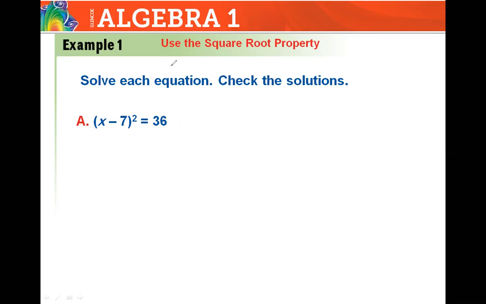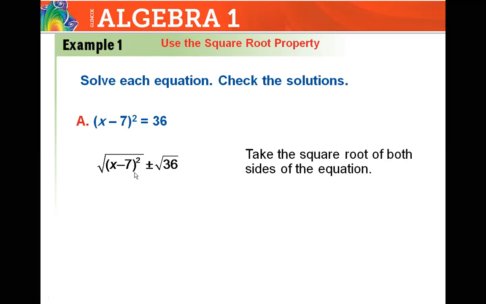How to remove the power? By the opposite of the power. The opposite operation of the power is square root. So we need to use the square root for both sides. So we just write here the square root for both sides as we said.